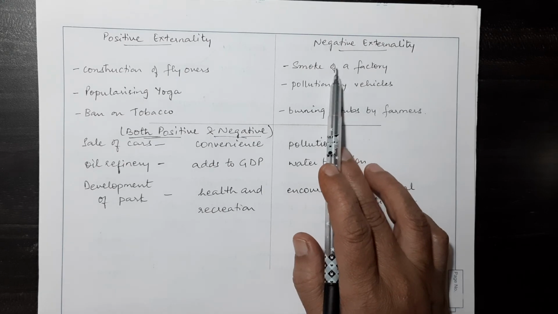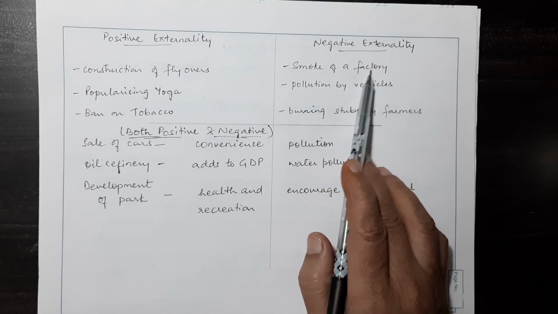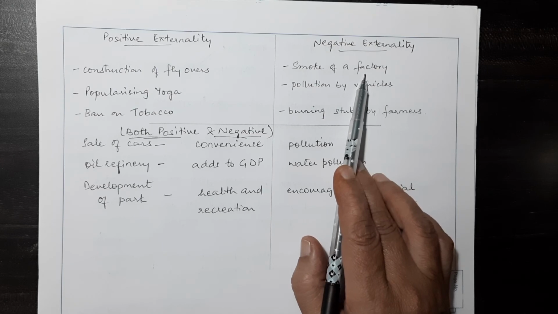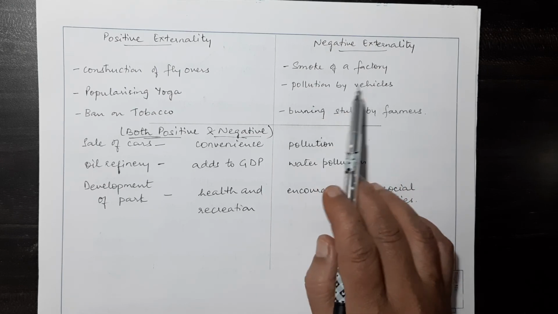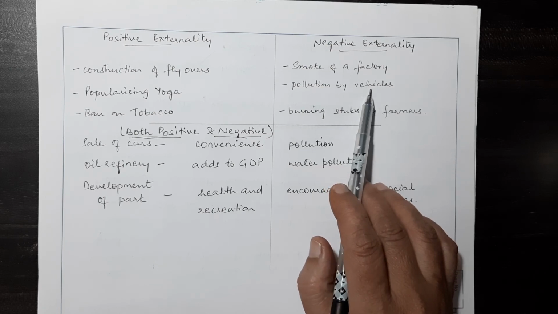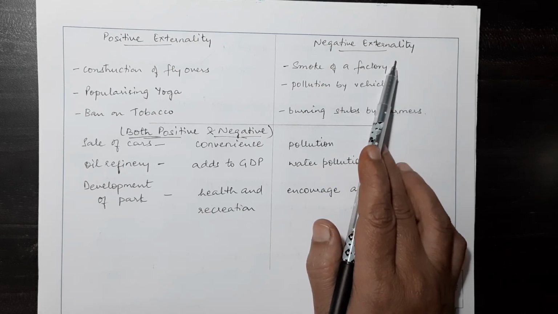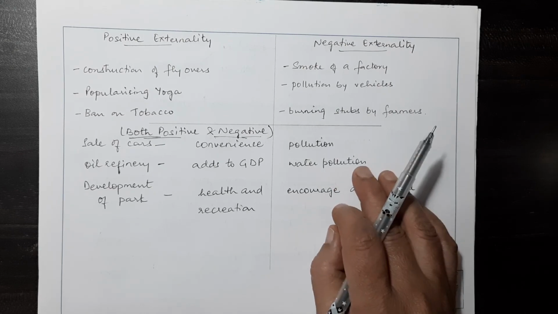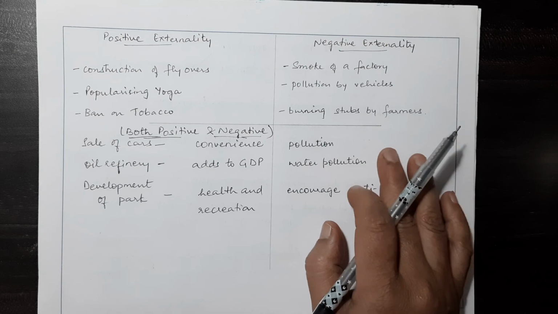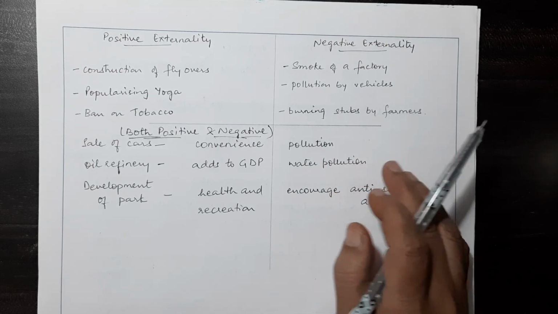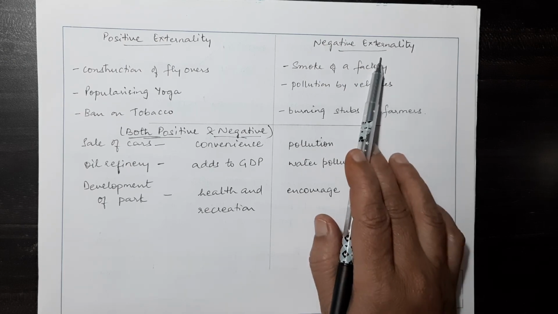Then the smoke that comes from a factory is a negative externality, because it would harm the health of the people. People fall sick. And then pollution by vehicles also causes a lot of health problems, so it is a negative externality. Burning stubble by farmers also releases smoke into the atmosphere, causing air pollution and thereby bringing down the health of the people. So it is a negative externality.